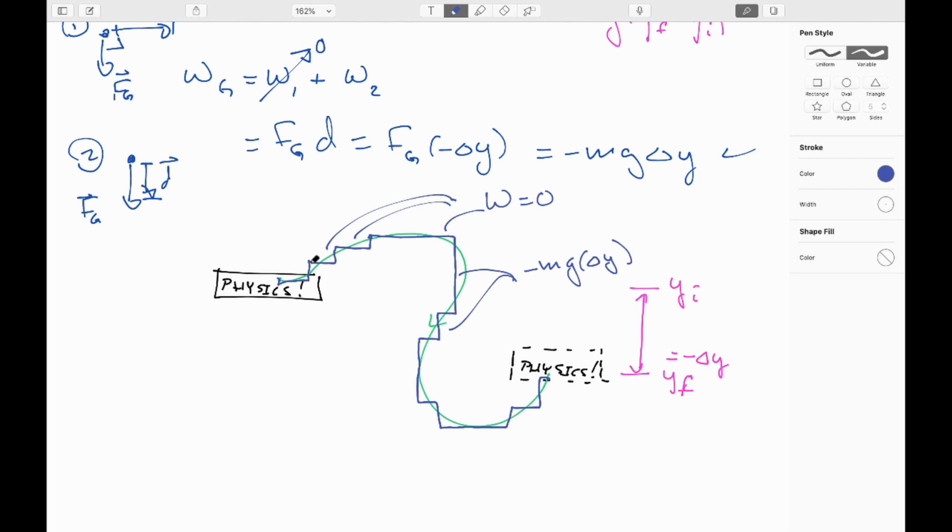But now here's the deal. Any upward going pieces will be canceled by corresponding downward going pieces, because here delta y would be positive, and the corresponding delta y over here would be negative. The only uncanceled bit is, you guessed it, this bit right here, and so you end up with the work still being equal to minus mg delta y.